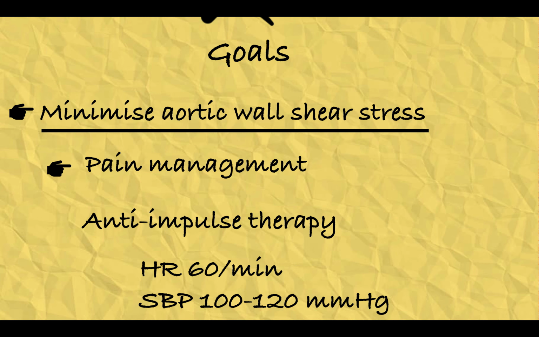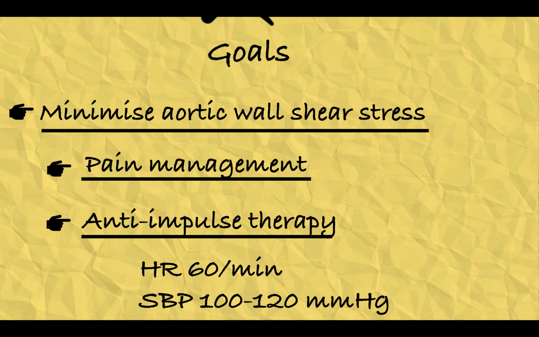We'll achieve this firstly by controlling pain. Generous doses of fentanyl or morphine will be required. Then we'll start anti-impulse therapy to get to a heart rate of 60 beats per minute first, and then a systolic blood pressure of 100 to 120 millimeters of mercury.